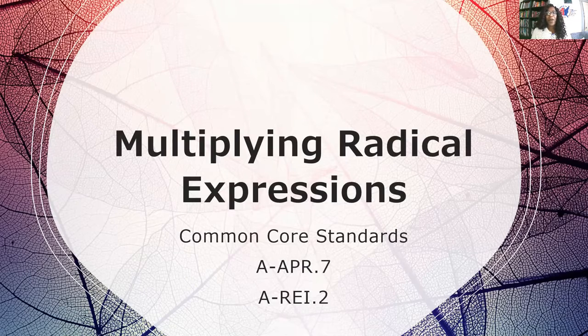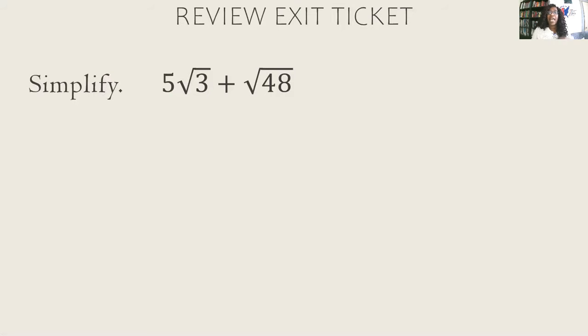All right, everyone, and welcome back. So we're going to be multiplying radical expressions. We're going to look at those Common Core standards of A-APR 0.7 and A-REI 0.2. Before we do that, we're going to review the exit ticket from when we were adding and subtracting radicals.